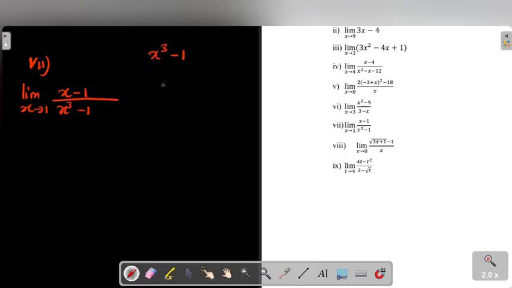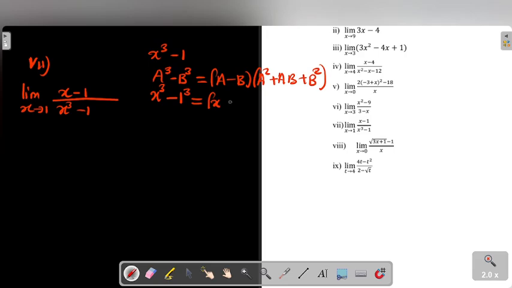There's a property that we use when you have a to the power 3 minus b to the power 3. This is the same as (a minus b) times (a squared plus ab plus b squared). That's the property that we use. Now, x to the power 3 minus 1 can be written as x to the power 3 minus 1 to the power 3. You've not changed anything.